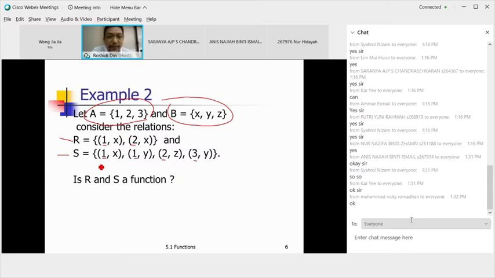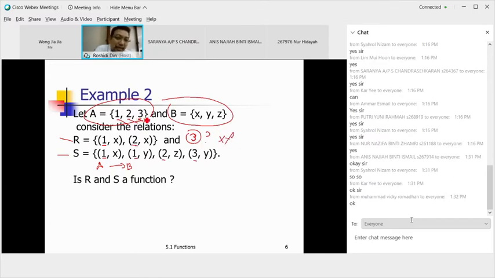Here is from A map to B. Look at the first one, which is from set A. Set A has 1, 2, 3. So in order to make sure that either R or S is a function, we need to utilize all these values, each with one mapping. If only 2 can be a function, look at R. Here, the first one has mapping to X. The second has mapping to X. How about 3? They have no mapping. So it means not a function.